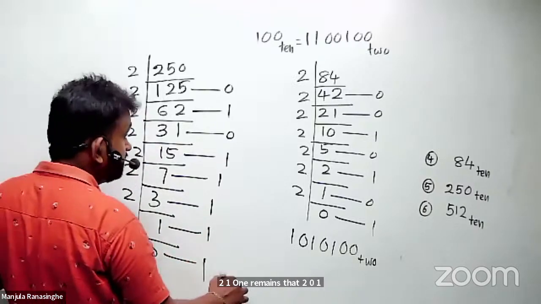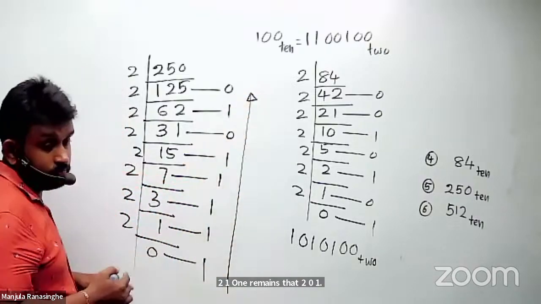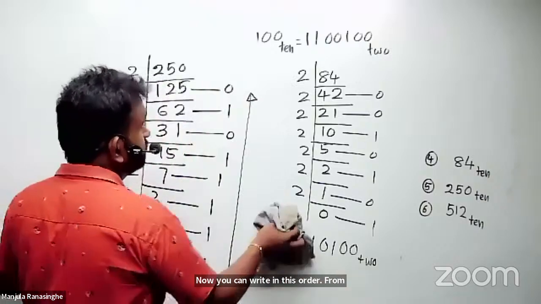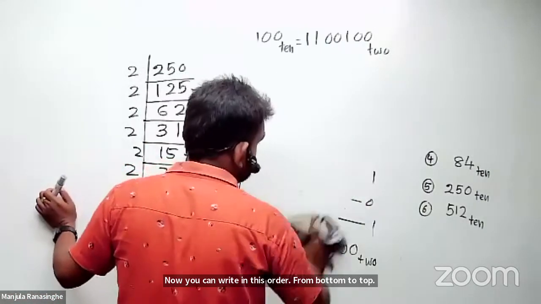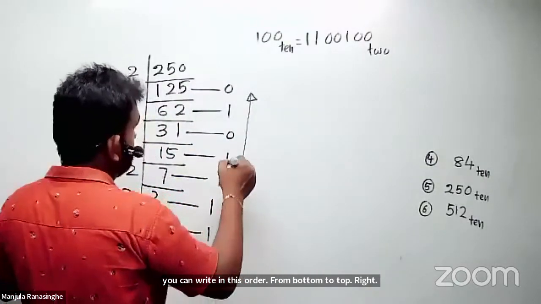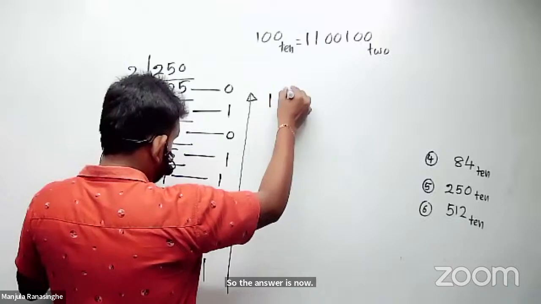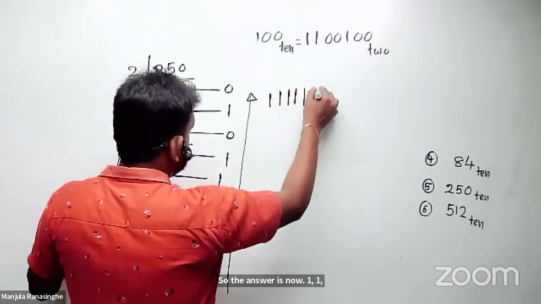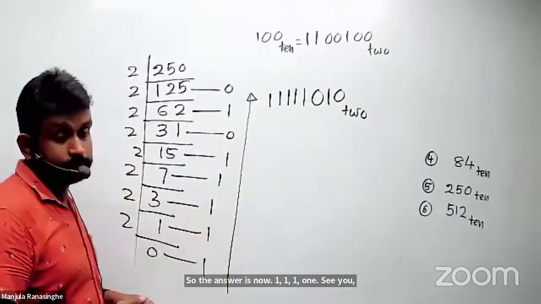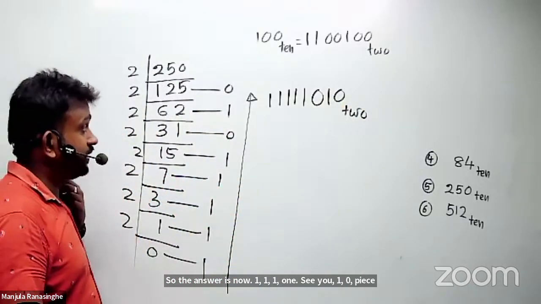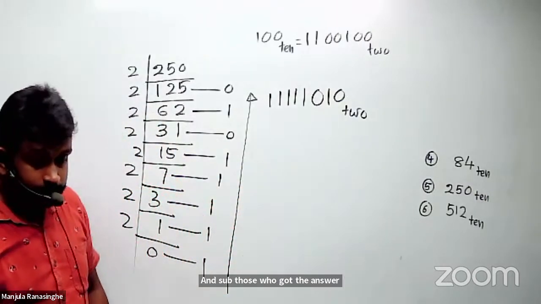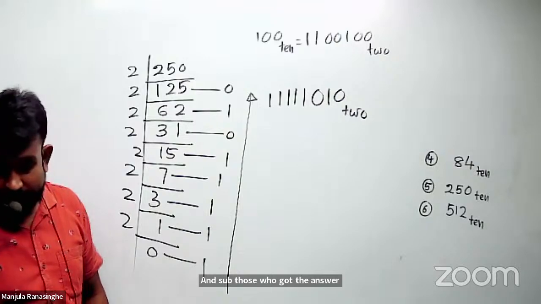Now you can write in this order from bottom to top. So the answer is now 1, 1, 1, 1, 1, 0, 1, 0, base 2. Right. Hands up those who got the answer. Right. Well done.